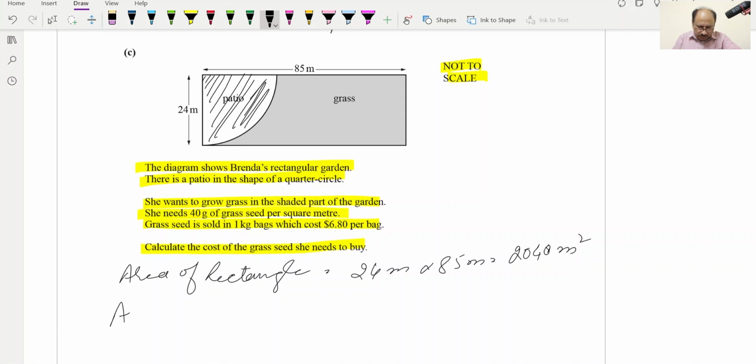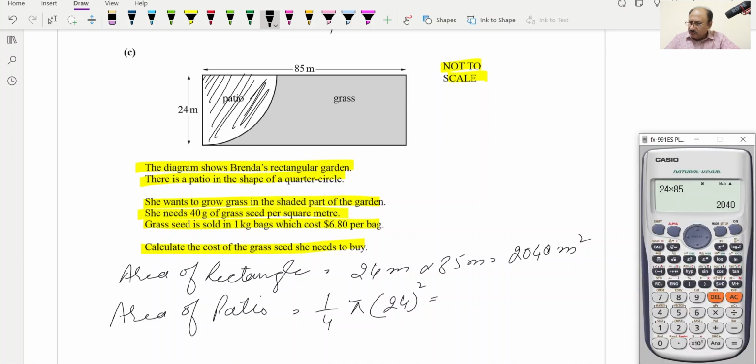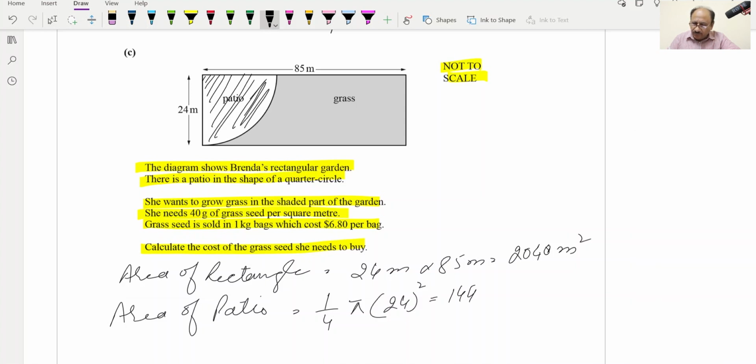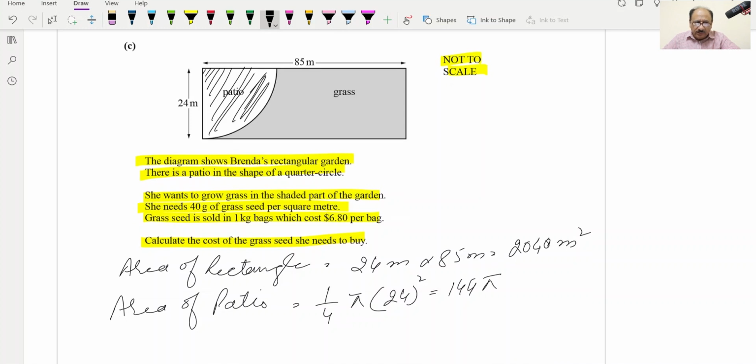Now we can check for this patio area, this area which is now shaded. So area of patio will be equal to 1 by 4 of pi r squared. So 1 over 4 of pi, and r squared means 24 squared, and this will be equal to 144 pi.